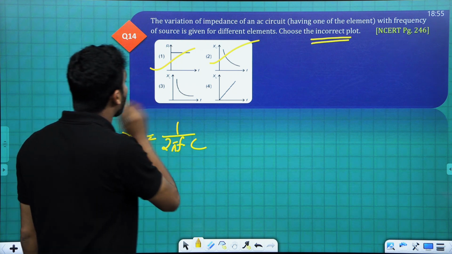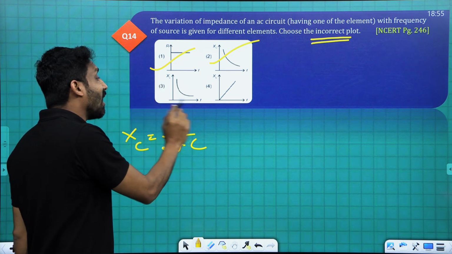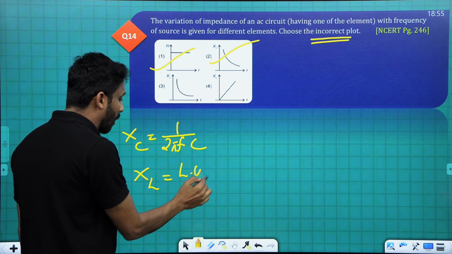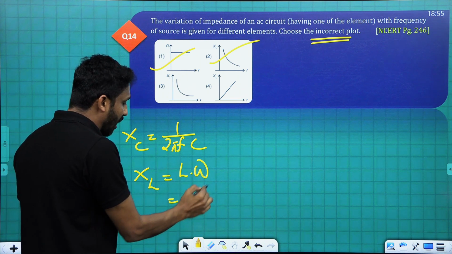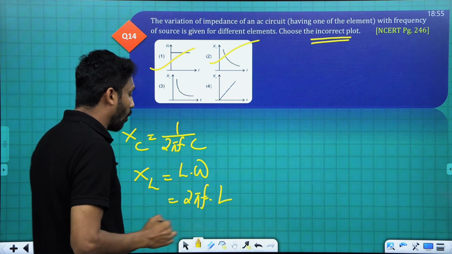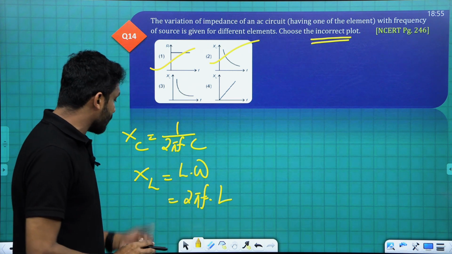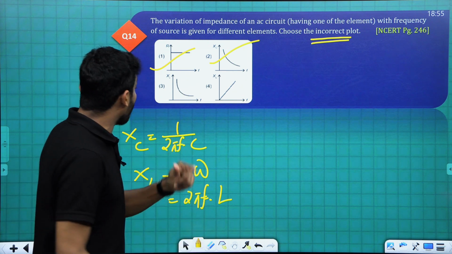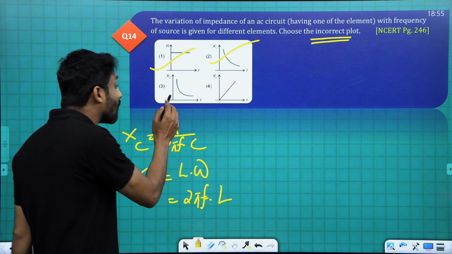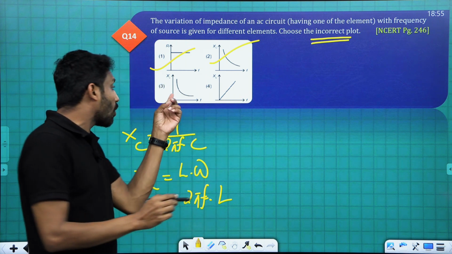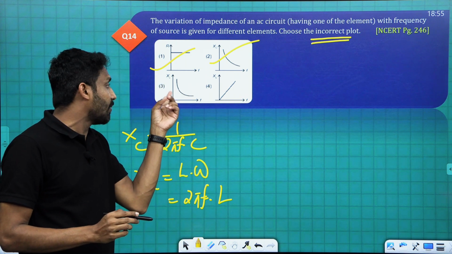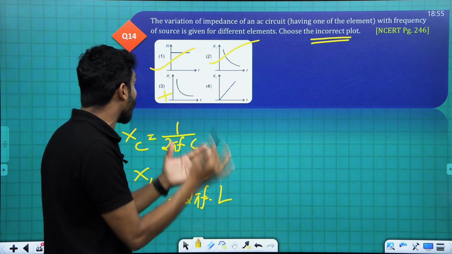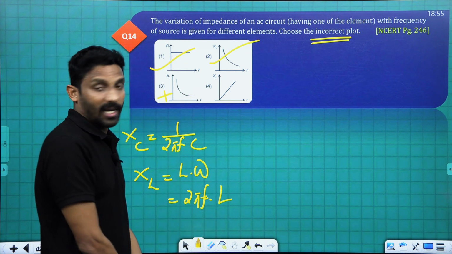And the third one, the plot between XL and frequency. XL is equal to L omega, or it is 2 pi F into L. You know, omega is 2 pi F, which means this XL is directly proportional to frequency. But the graph is in a different way. This is not directly proportional. So this graph is the incorrect plot, and that is our answer to the question. Third one is the answer of the question.